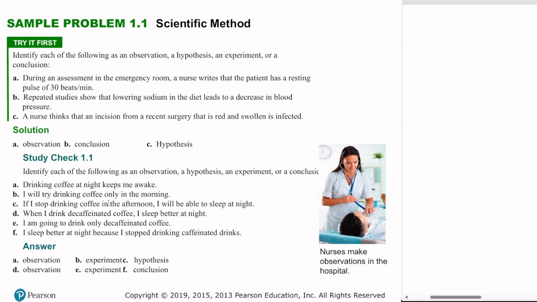If I stop drinking coffee in the afternoon, I'll be able to sleep at night. This is a hypothesis. When I drink decaffeinated coffee, I sleep better at night. This is an observation. I am going to drink only decaffeinated coffee. This would be an experiment. I sleep better at night because I stopped drinking caffeinated drinks. This is a conclusion.